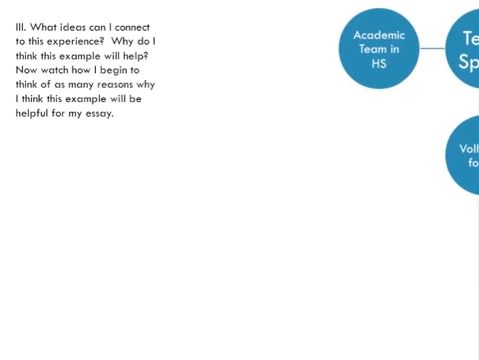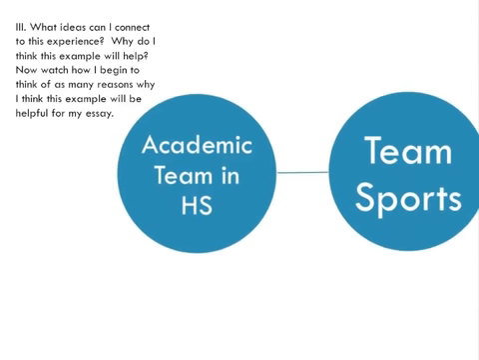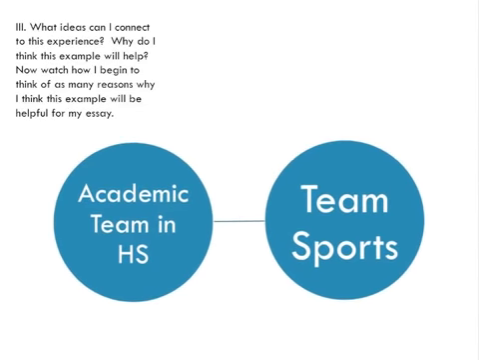As we move along, what I'm going to think about next is what ideas I can connect to this experience. I'm going to be adding more and more circles, and each circle is going to branch out to a new idea. I'm going to continue to connect those ideas because the idea here is to follow my chain of thinking. I'm starting with team sports here, and then I connect it to the academic team. But then notice how I will start connecting to other ideas that connect directly to academic team.